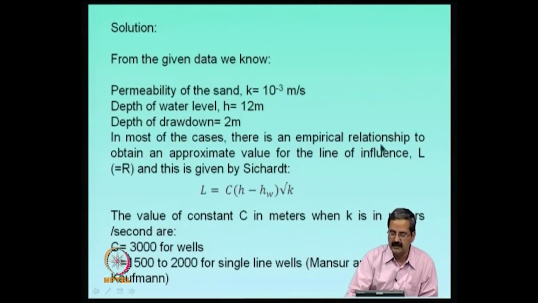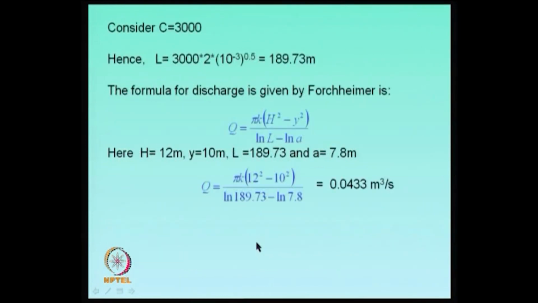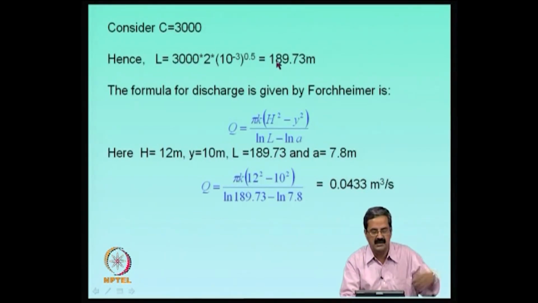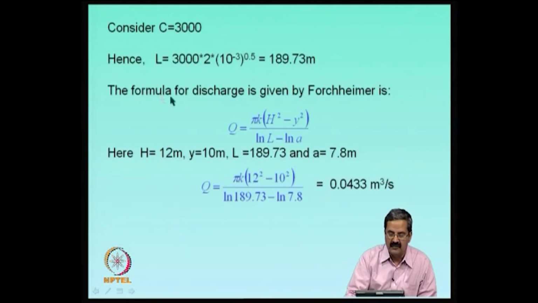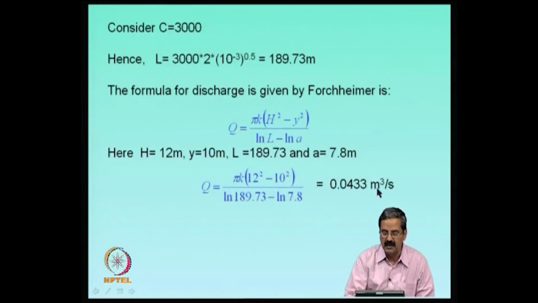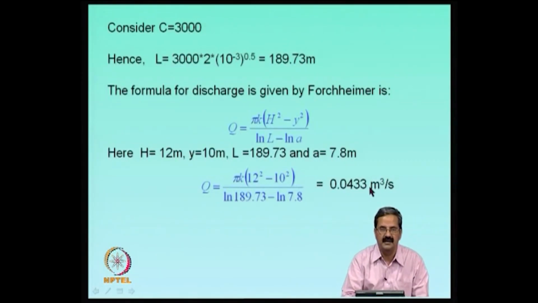In most cases, there is an empirical relationship to obtain the approximate value for the line of influence. As I said, it is given by this previous expression that I just mentioned, and you have expressions like this that are given in the text. Once you use that for c equal to 3000, you get about 190 meters or 200 meters, and the formula for discharge is given by this equation. If you put all these numbers you get about 0.0433 meter cube per second.